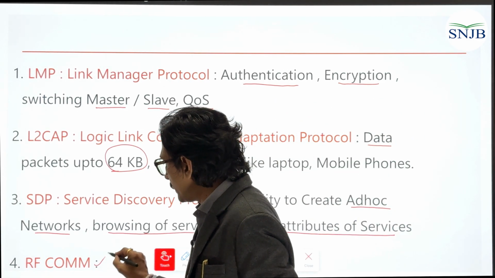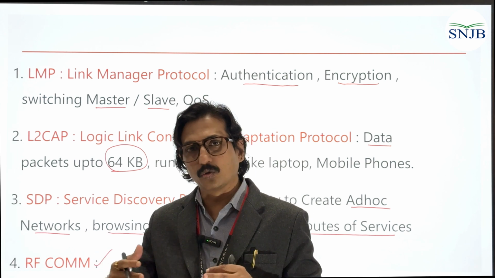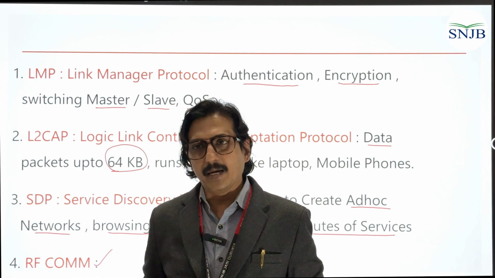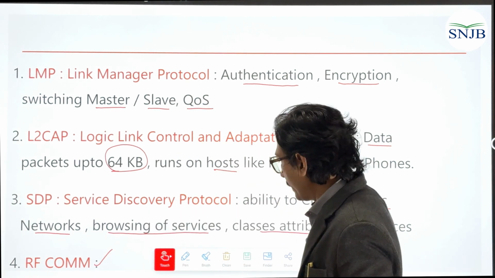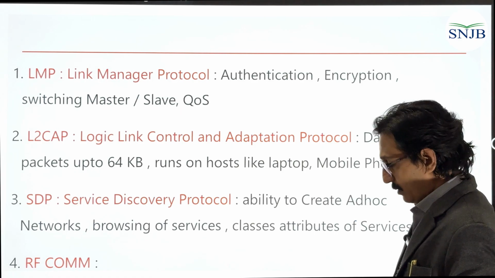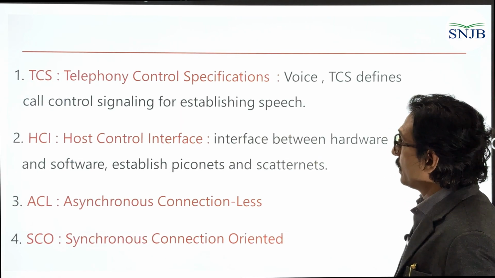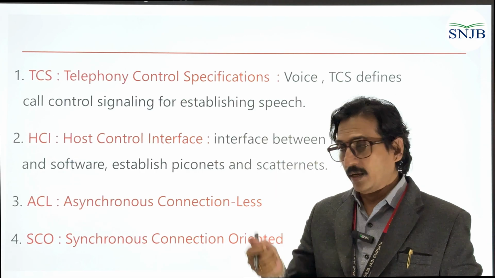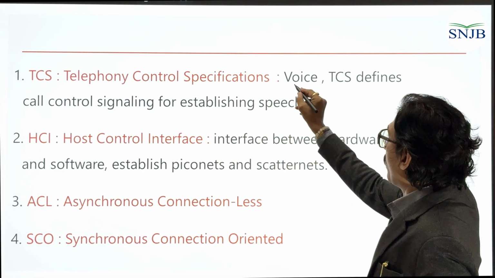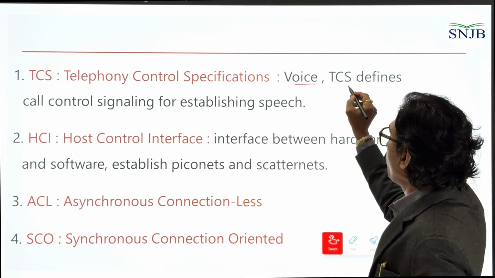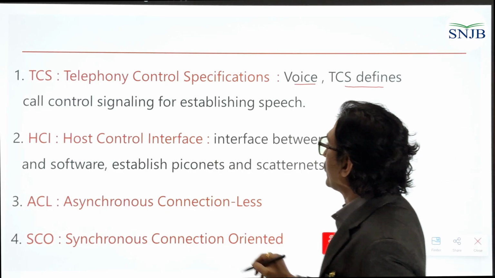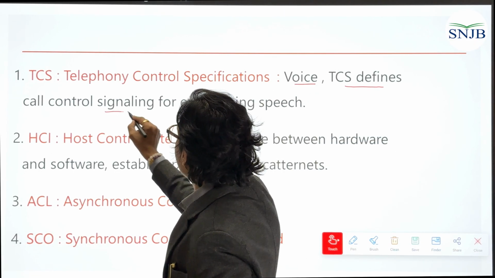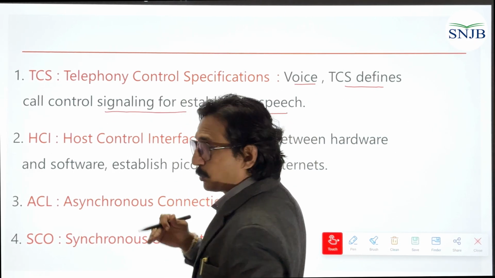Radio frequency communication is sending the signals wirelessly through the ISM band at 2.4 gigahertz. Then this is the telephony control specification, with which you can call someone. So 4 kilohertz of voice you can transmit. Telephony control services control the signaling for establishing the speech.